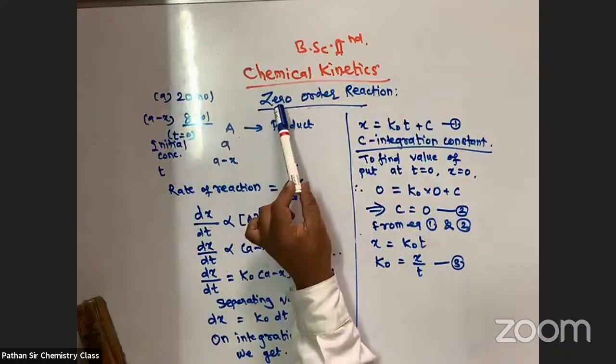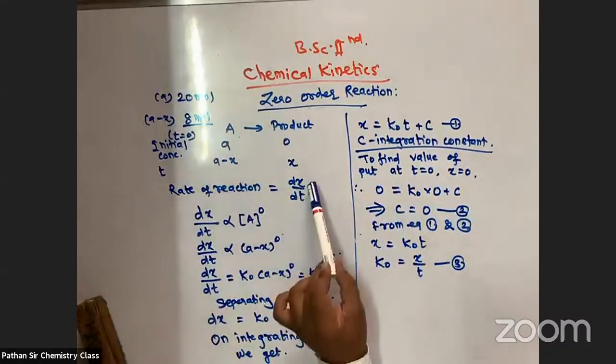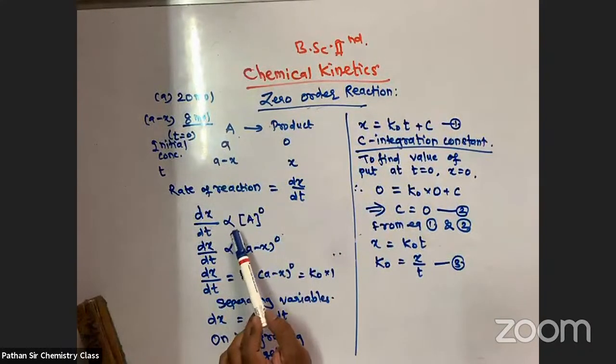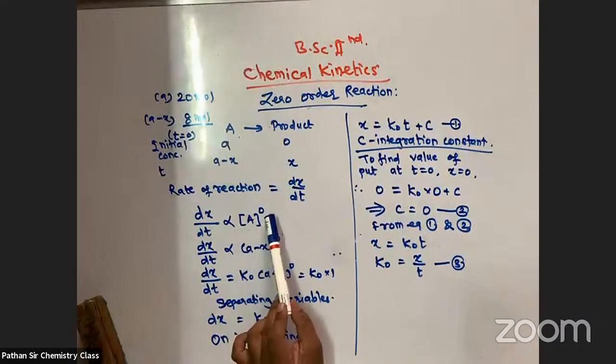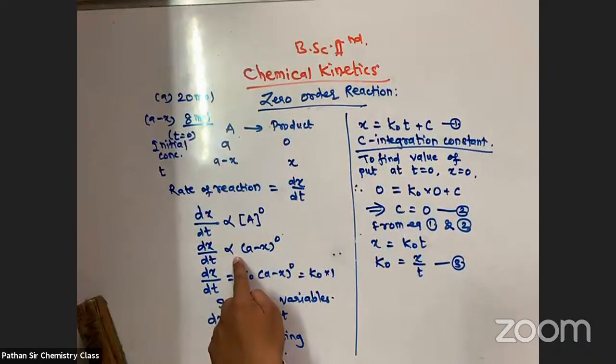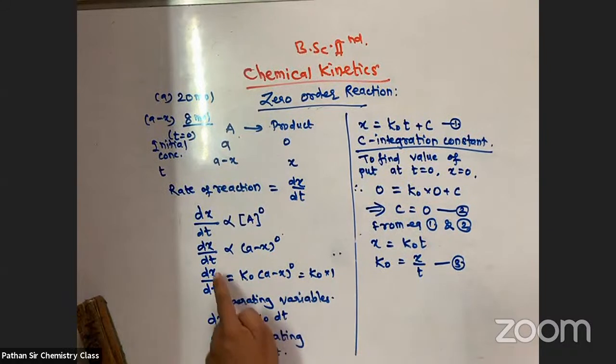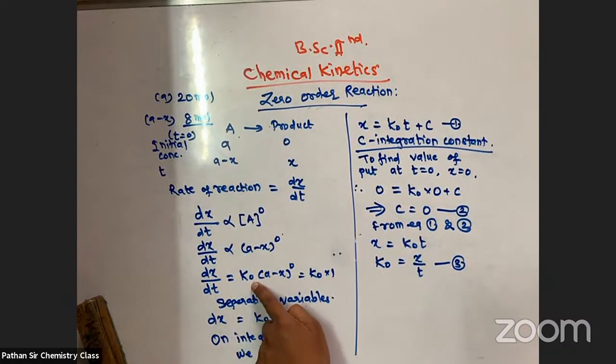Now, as we said, it is a zero order reaction. Therefore, the rate of reaction in terms of the product, dx upon dt, is directly proportional to A to the power 0. Now put the value of A as a minus x, power 0 as it is. First we have removed this proportionality sign and introduced k0. Now (a minus x) to the power 0 is 1. Therefore, dx upon dt is equal to k0. Then separating variables, dx is equal to k0 dt.